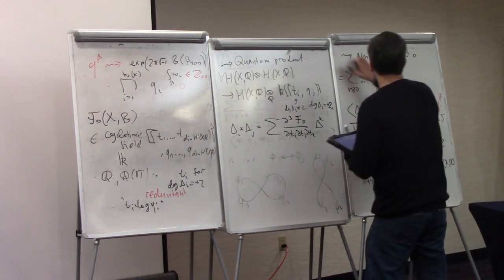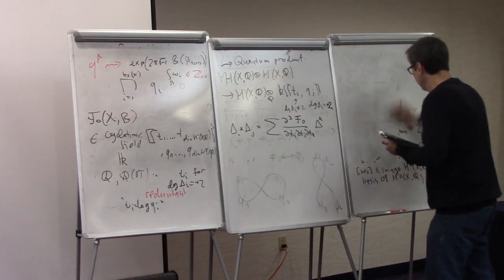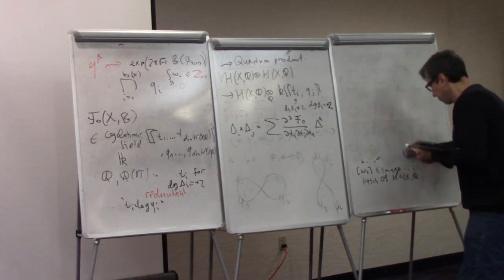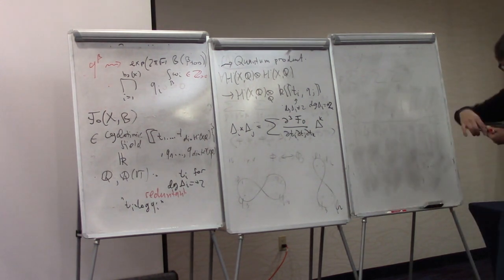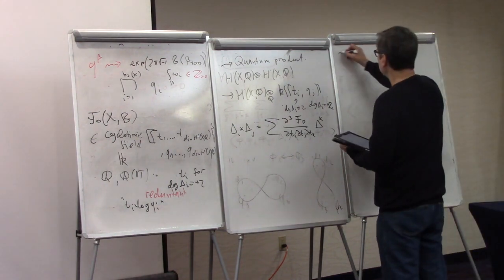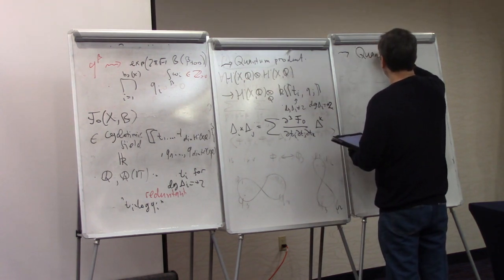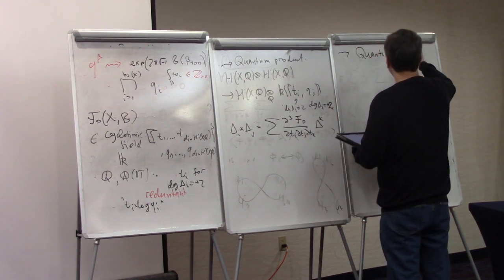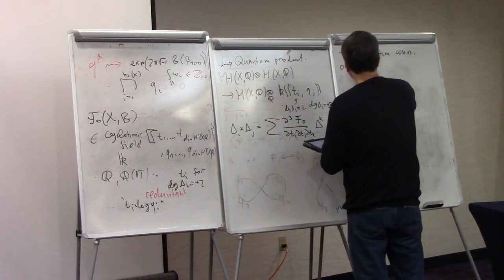So there's really no loss of information from going from M0 to this quantum product if you know Poincaré duality, so it's essentially the same information. And then it gives you a quantum connection on what? On a trivialized bundle.